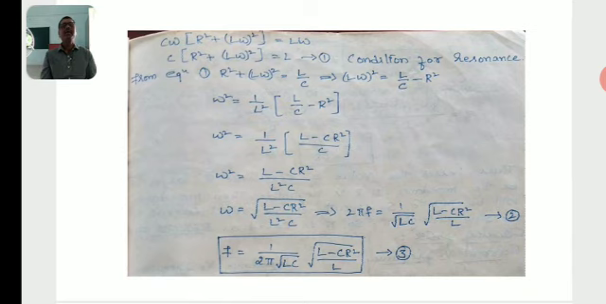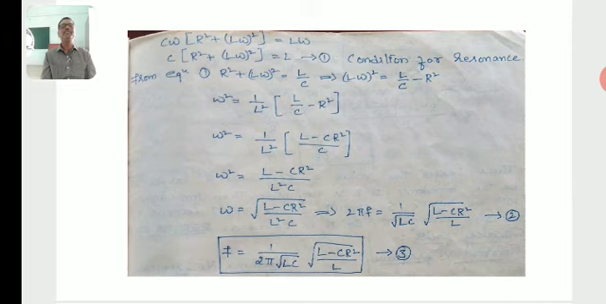Then by simplification, C omega is equal to L omega by R square plus L omega square. Further, C into R square plus L omega square is equal to L. Let this be equation number 1, because omega gets cancelled on both sides. From equation 1, R square plus L omega square is equal to L by C, which implies that L omega square is equal to L by C minus R square.